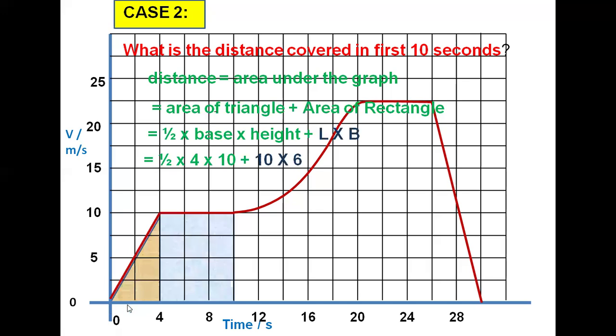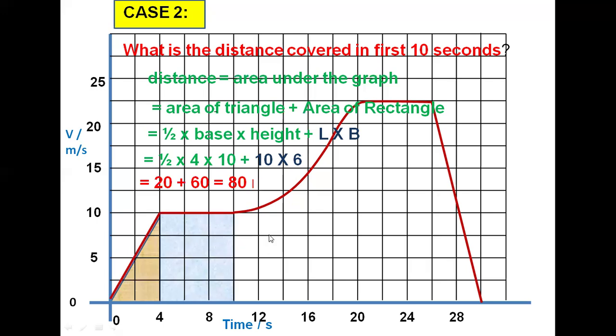So half into base, which is 4, and height is 10, plus this 10 into 6. Height or length you can take 10, and this is 6. So 4 and 6 means 2, 4, 6. 20. The area of the triangle is 20 and the area of the rectangle is 60. So the total distance covered in the first 10 seconds is 80 meter.